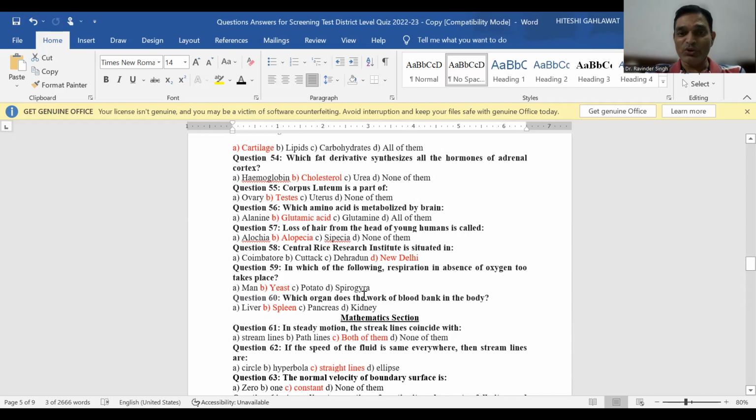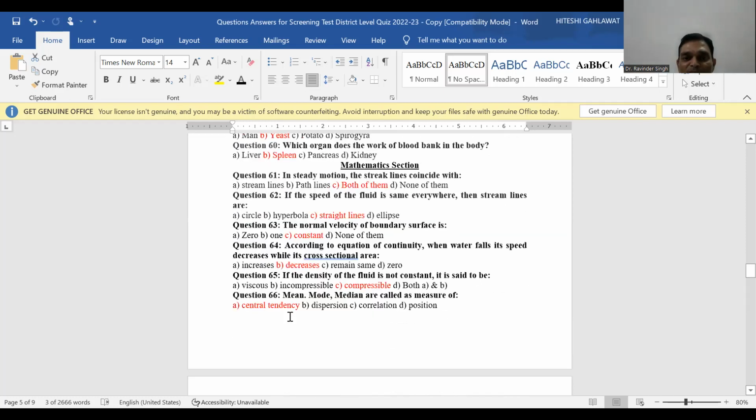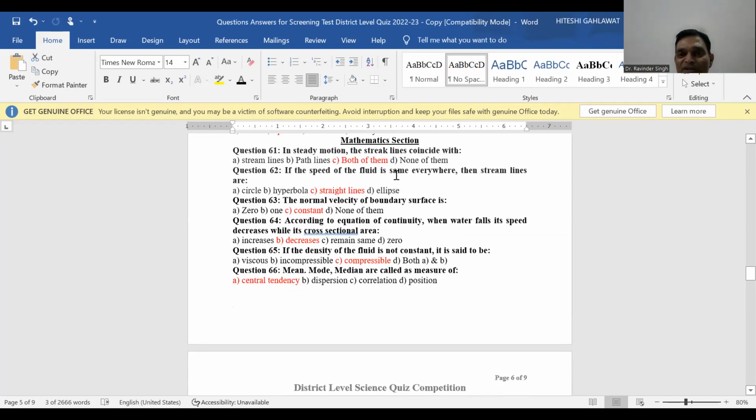Question number 60, which organ does the work of blood bank in the body? That is the spleen. Now the mathematics section. In steady motion, the streak lines coincide with both of them, meaning the streamline and the path line. Question number 62, if the speed of the fluid is same everywhere, then streamlines are circle, hyperbola, meaning the answer will be the straight line. Question number 63, the normal velocity of boundary surface is constant.